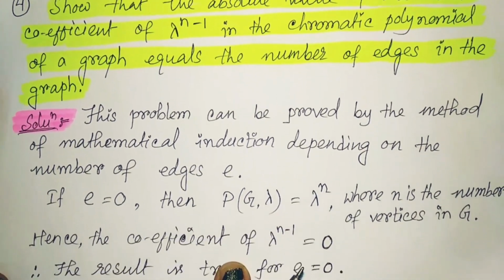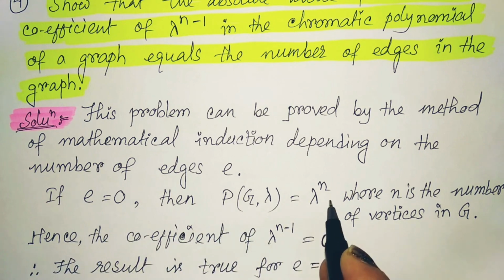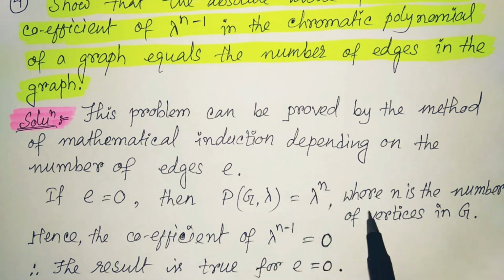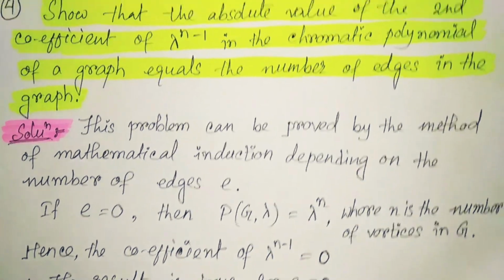For that, this can be proved by mathematical induction again, depending upon the number of edges. So if e is equal to 0, then obviously the chromatic polynomial is lambda to the power n, where n is the number of vertices in G, and this is for the null graph. Hence the coefficient of lambda to the power n minus 1 in this polynomial has to be 0. So the result is true when e is equal to 0.